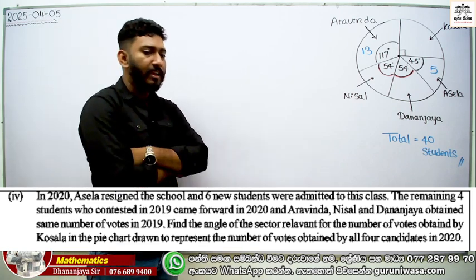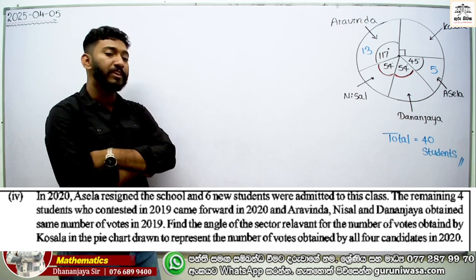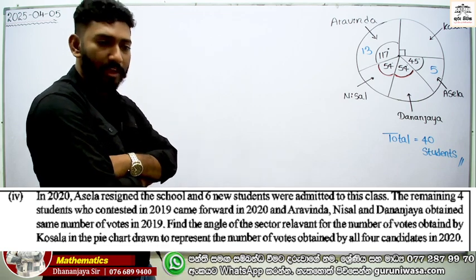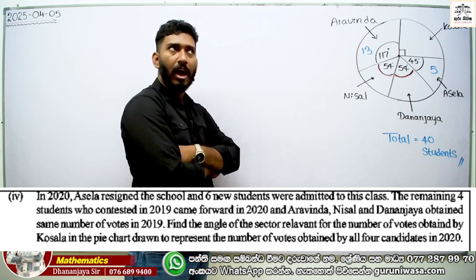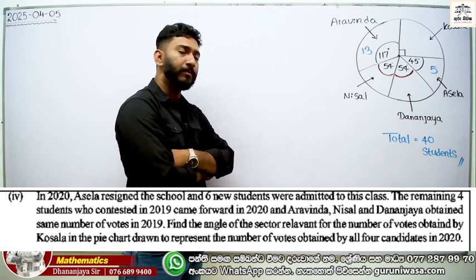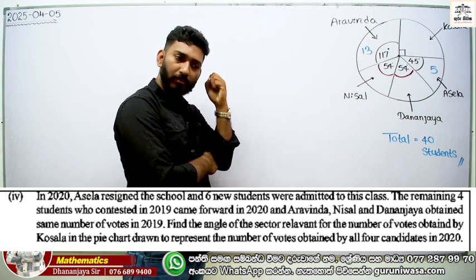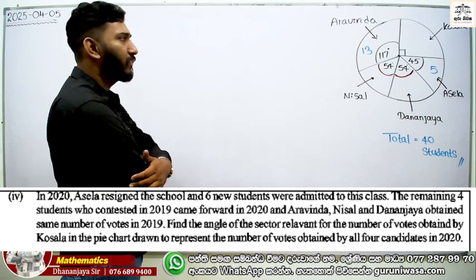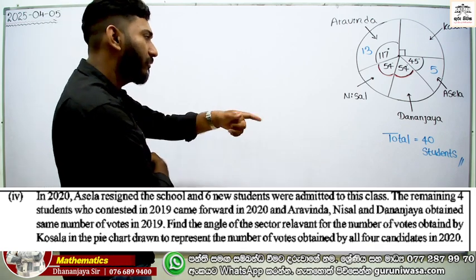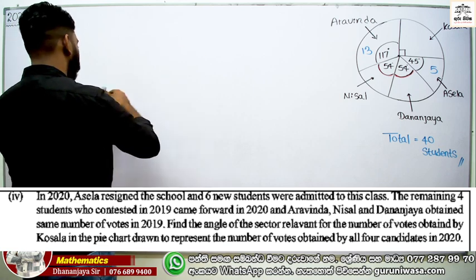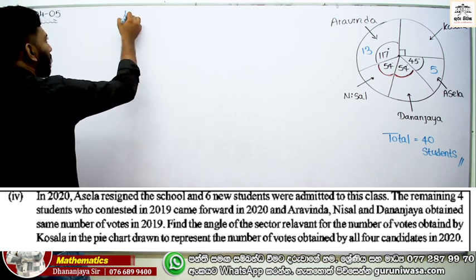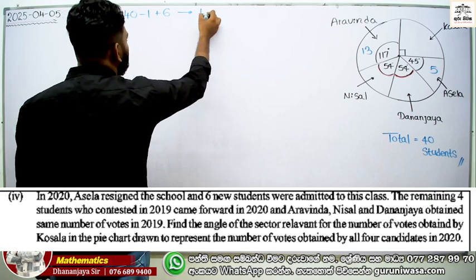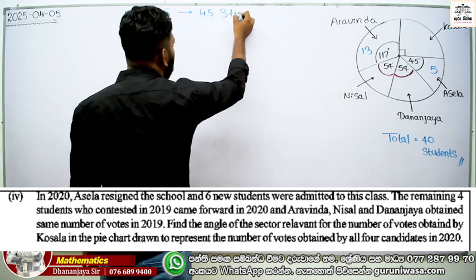In the 2020, Asela resigned the school and 6 new students were admitted to this class. උතර අරවින්ද අසේල නේද? අසේල යනවා. 6 දෙනෙක් එනවා. උතර ඇතුළට කී දෙනෙක් ඇවිල්ලාද? 5යි. ඒක තේරෙනවද? There are totally 40 students and Aravind ගියා. Therefore 40 minus 1 and new 6 students came. Now answer becomes, now in the class 45 students.